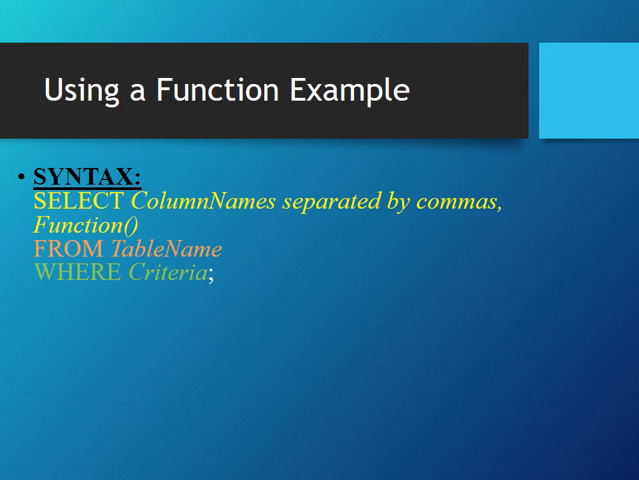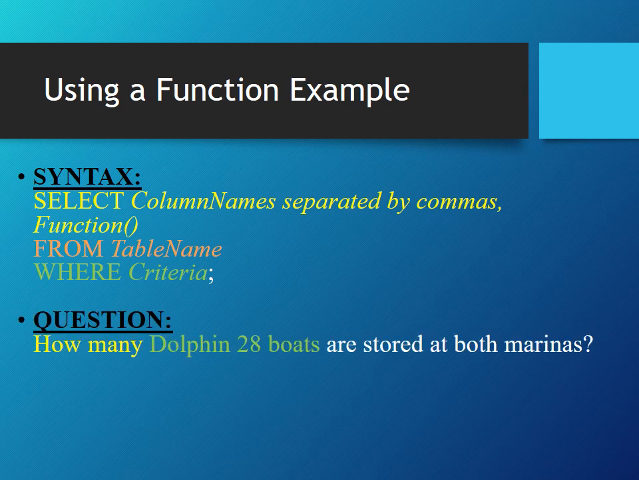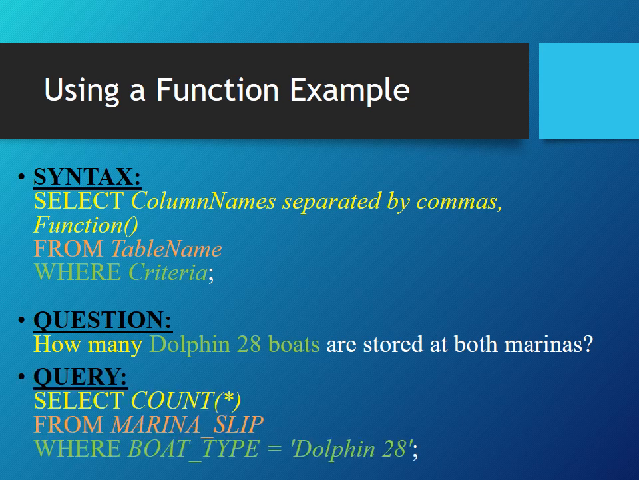For the syntax, we have select column names separated by commas, and then whatever function we're going to use right there in the select statement. And then we have from table name, where, and then any criteria we have, and finally a semicolon. For our question, we have how many Dolphin 28 boats are stored at both marinas. In other words, we want to count the Dolphin 28 boats from the marina slip table. So let's write the query.